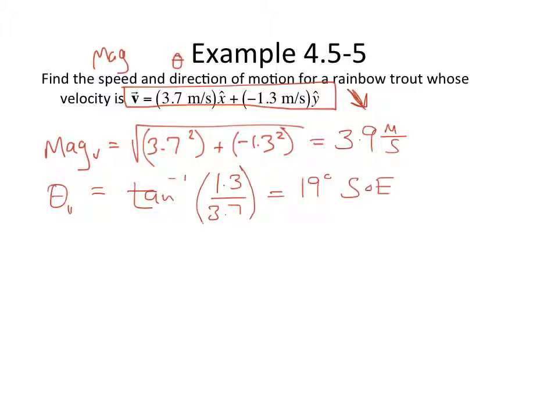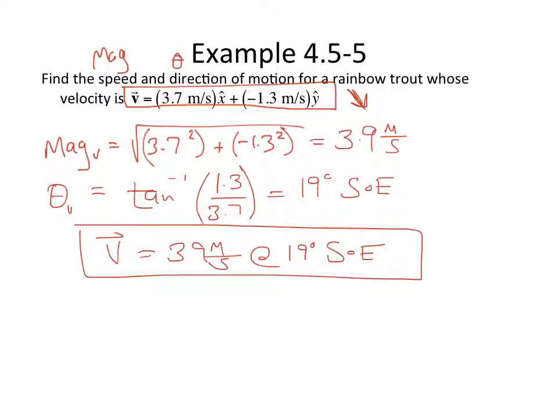So if we wanted to write out the full answer, our average velocity, it's really just velocity. The velocity vector for the trout is 3.9 meters per second. That's our magnitude, at 19 degrees. This is our direction, south of east, or below the positive x-axis. That's it. Example 4.5, number 5, magnitude and direction.